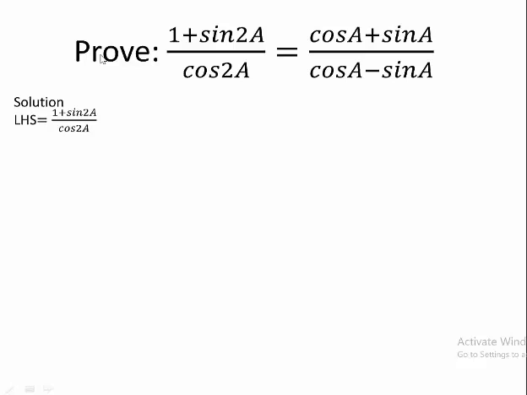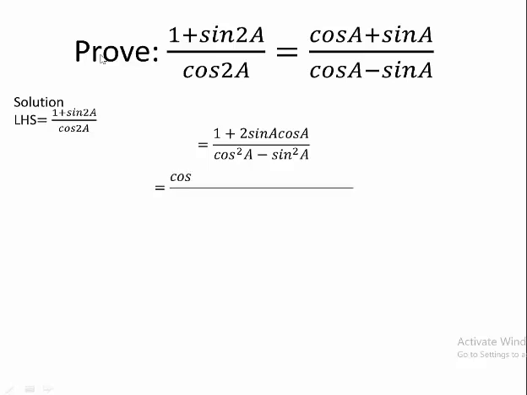For now, we will rewrite the left-hand side. After rewriting the left-hand side, we are going to expand it. So 1 plus 2 sine a cos a. Do you see the expansion? Double angle. So the cos 2a at the bottom, another expansion. This time we will use the double angle.